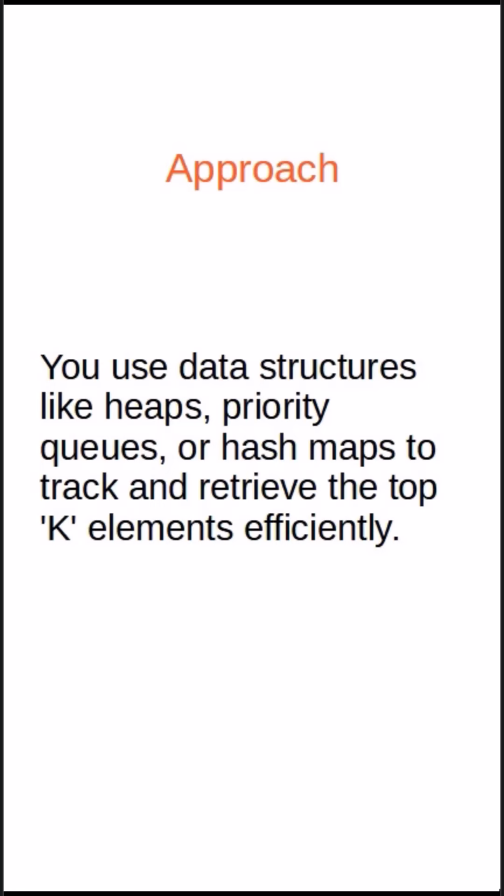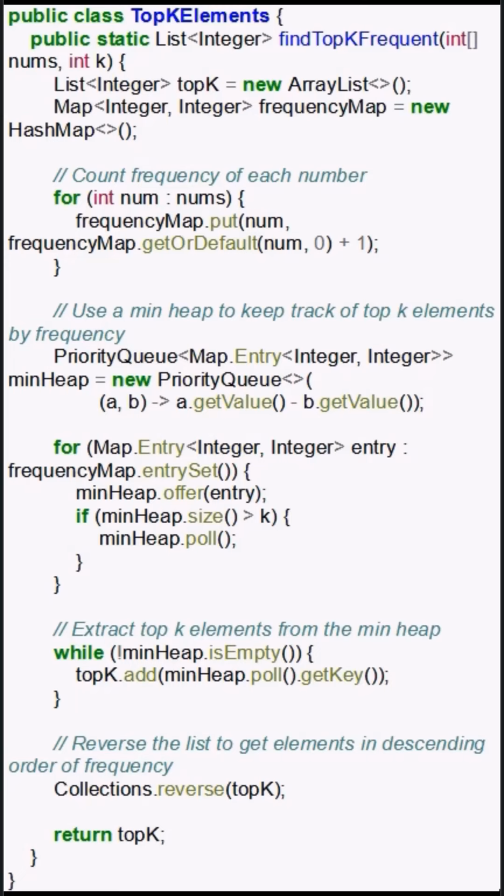Let's take a look at a Java code. First, we count the frequency of each number and then use a min heap to keep track of the top k elements by their frequencies. Then we extract the top k elements from the min heap and reverse the list to get elements in descending order of frequency.